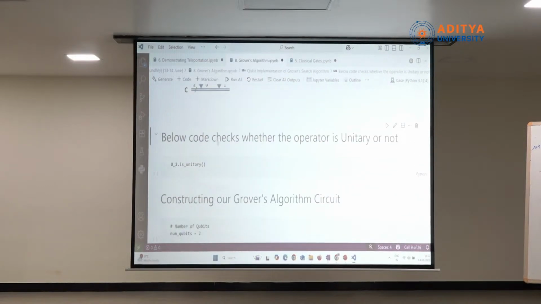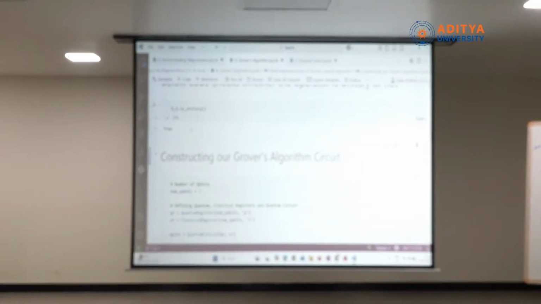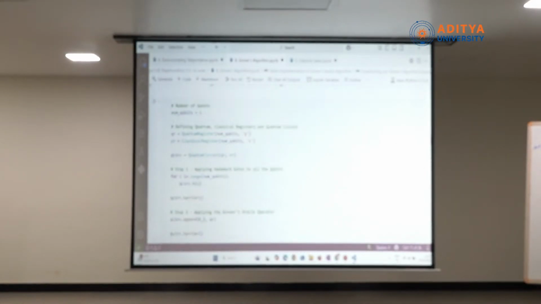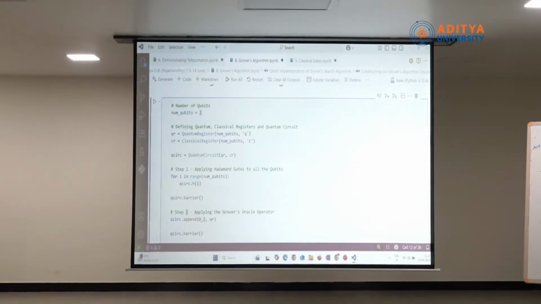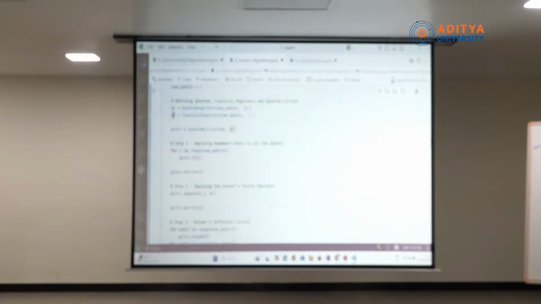Now after that, this is to check whether every unitary, because every unitary operator should be a reversible operation. Yes. So let's check whether that U2 is a unitary or not. It is true. The Boolean operation is returning true. Now after that, number of qubits, again 2, because we are working on that. So now based on that, the quantum register based on the number of qubits is created as QR. Classical register based on the same number of qubits is assigned to CR. Now the quantum circuit is created based on QR and CR.